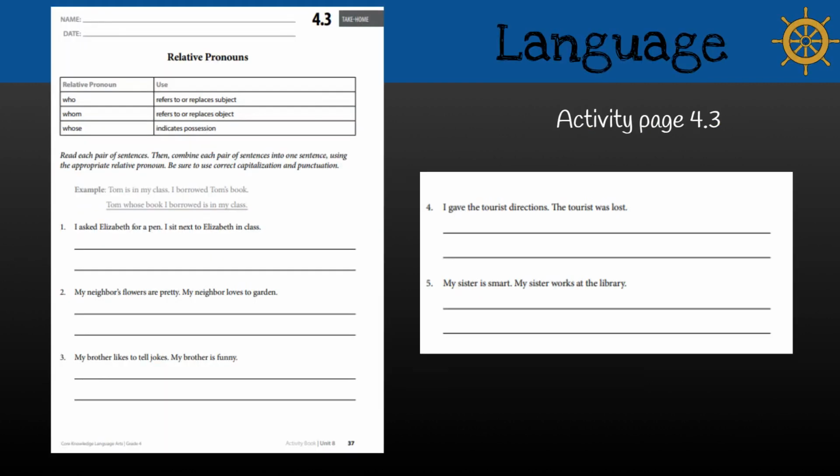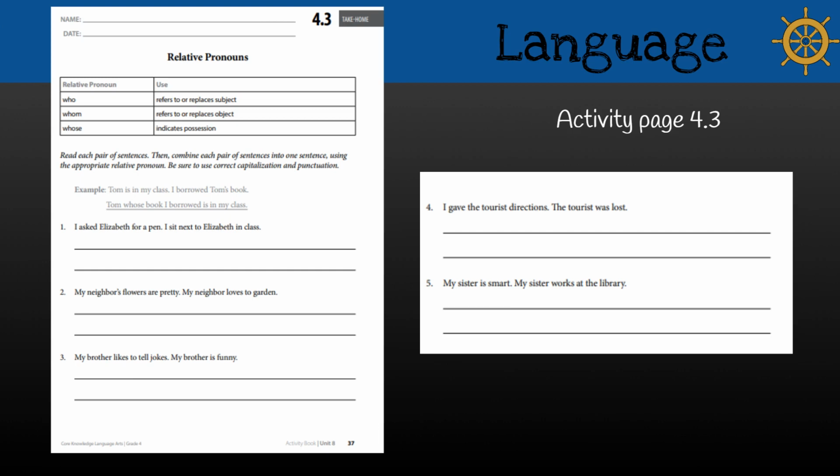Let's take a look at 4.3. I really like the chart at the top of 4.3 because it gives the relative pronoun as well as when it should be used. So the relative pronoun who refers to or replaces the subject. Whom refers to or replaces the object. And whose indicates possession or somebody owning something.